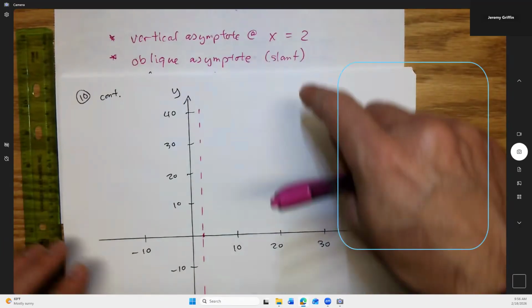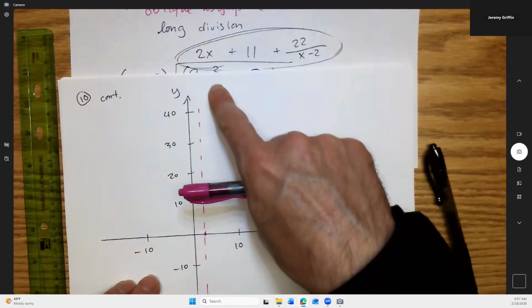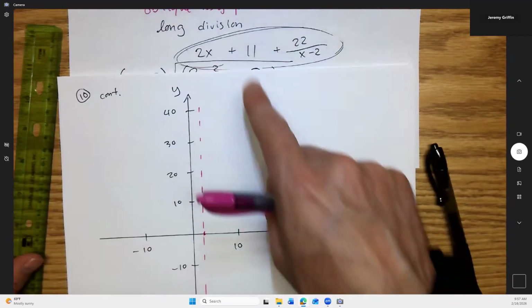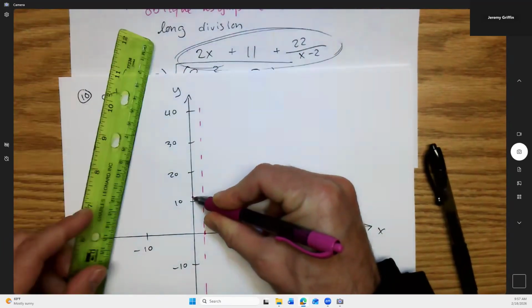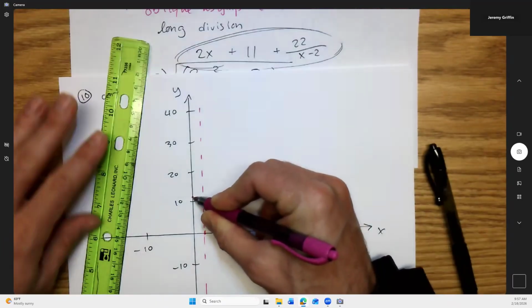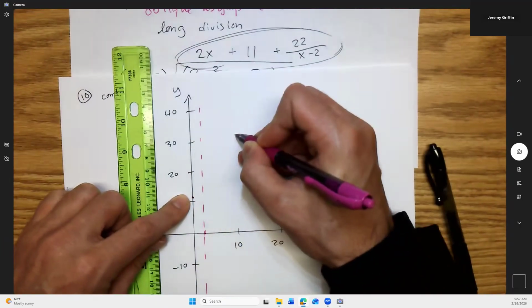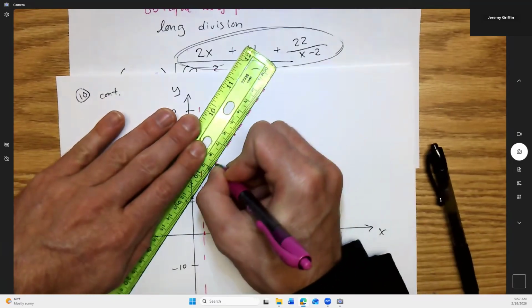Now the slant asymptote, this oblique asymptote. That's going to be basically y equals 2x plus 11. Right there, y equals 2x plus 11. So plus 11 is right here, and rise over run of 2 over 1. Can you guys go up? Up 2 over 1 would be right about here. That's pretty close to this. Going to dash it off.